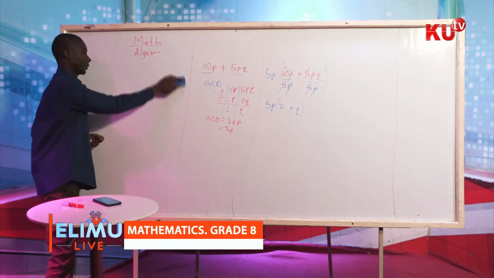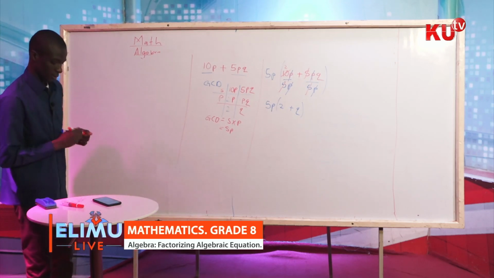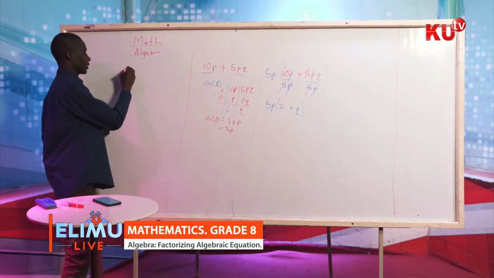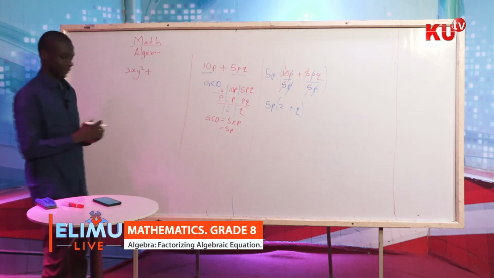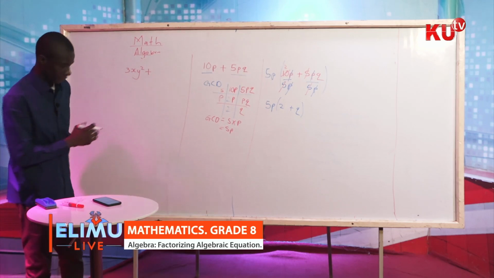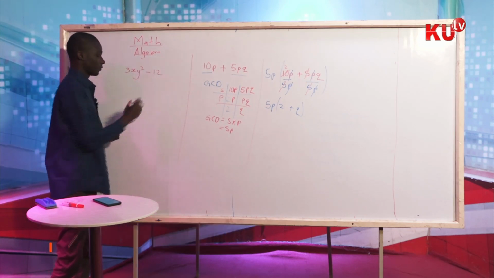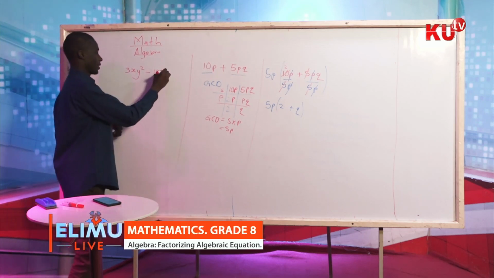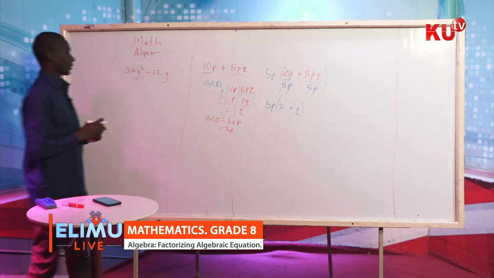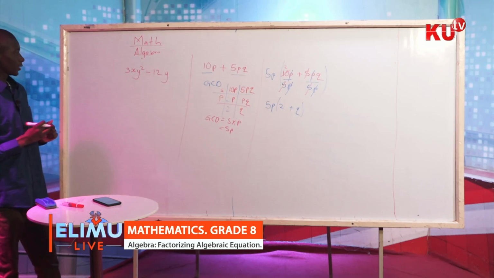expression, which is equivalent to 3xy squared minus 12y. The 12y is not squared, and we are supposed to factorize that algebraic expression. And again, we're going to repeat whatever we've been doing.